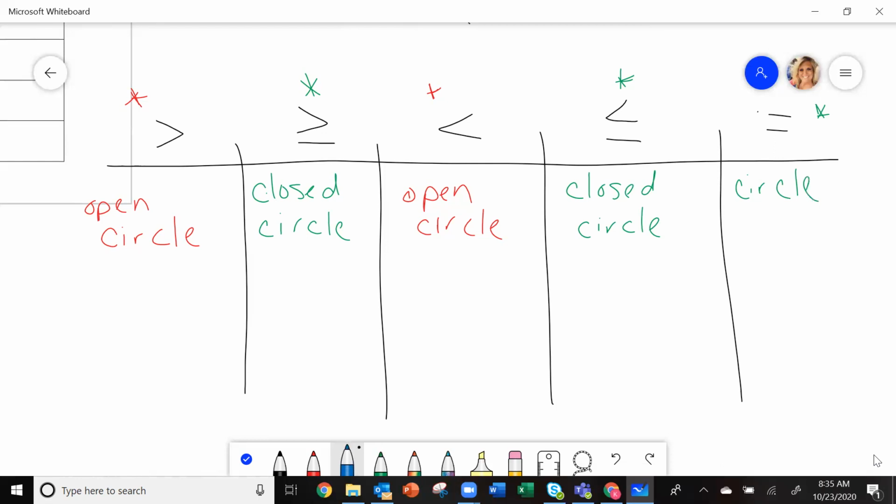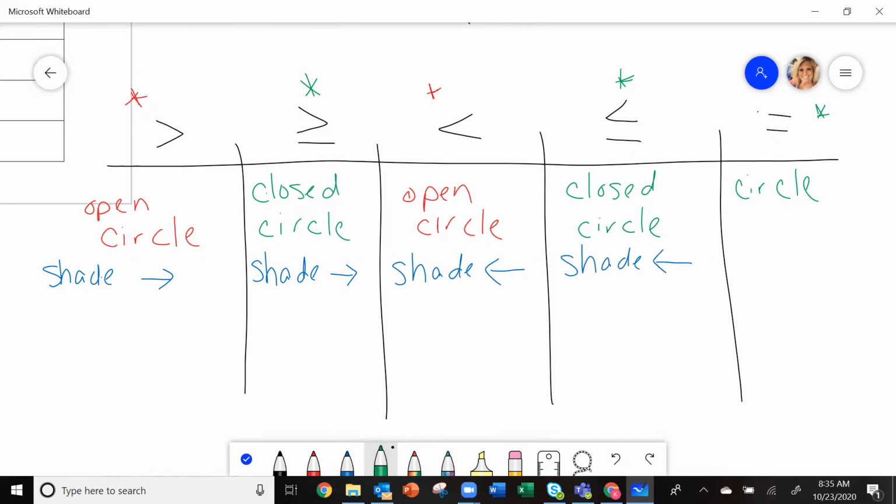Now, when you are trying to shade, if it is greater than, you're going to shade to the right. Greater than, shade to the right. Less than, you shade to the left. Oh, I was going to make an arrow. Less than or equal to, shade to the left. Now, on equal to, you just put a, why did I put circle? It should be closed circle. Oh, here we go. On equal to, you're just going to have the closed circle.